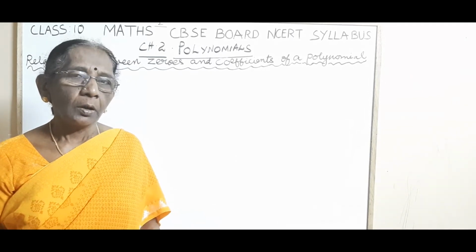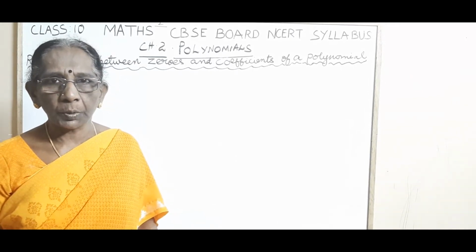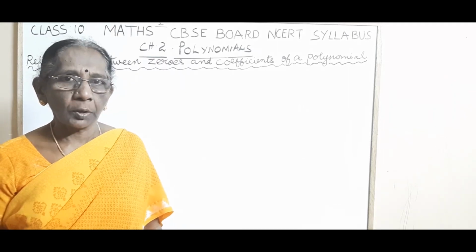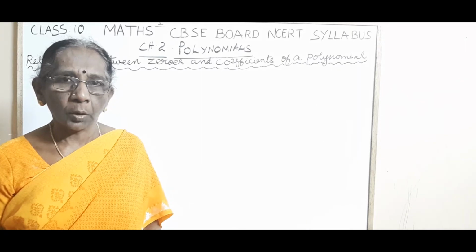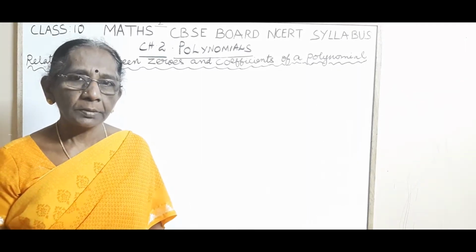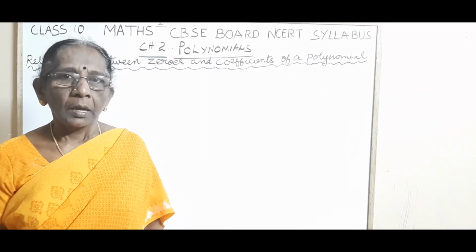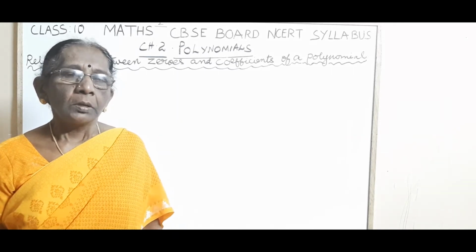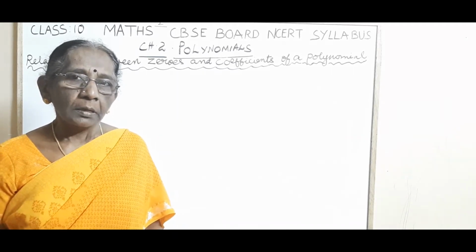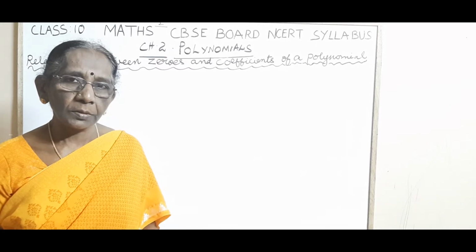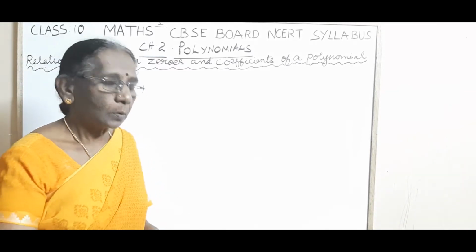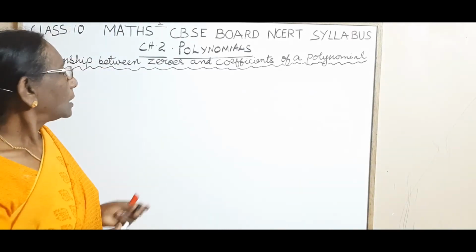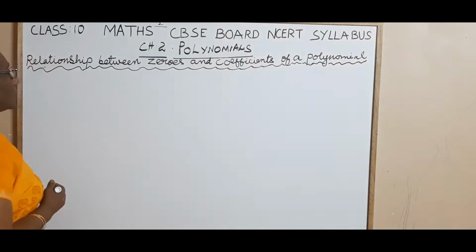In this session, we are going to continue chapter 2, polynomials. In the polynomials, first we have learned the geometrical meaning of zeros of a polynomial. And we are going to continue the chapter with the relationship between the zeros and coefficients of a polynomial. Let us see what is the relation between the zeros and coefficients.